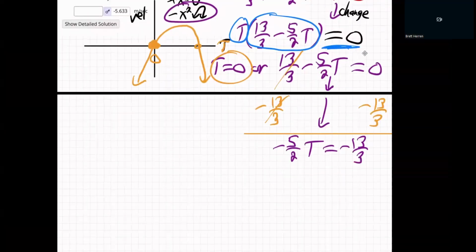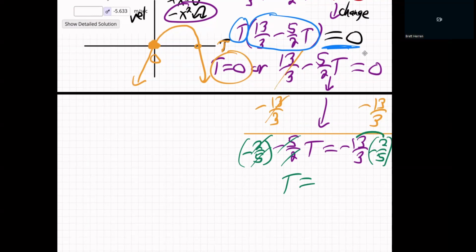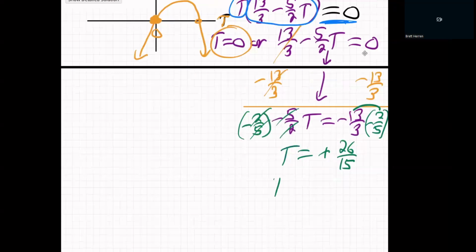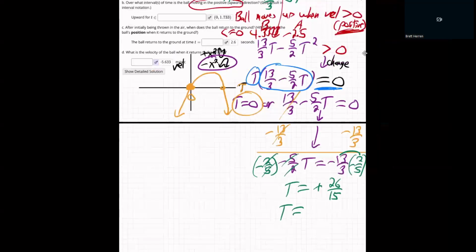Okay, what do you do now? You've got to get t alone. So what's your last step? Multiply both sides by negative 2/5 because it'll cancel the twos, cancel the fives, the two negatives will become positive. Whatever you do to one side, you've got no choice. You've got to do the same thing to the other. Here, nothing cancels, just two negatives make positive. 2 times 13 makes 26, 3 times 5 makes 15. 26 fifteenths. I guess they want you to divide that in your calculator. So just divide that.